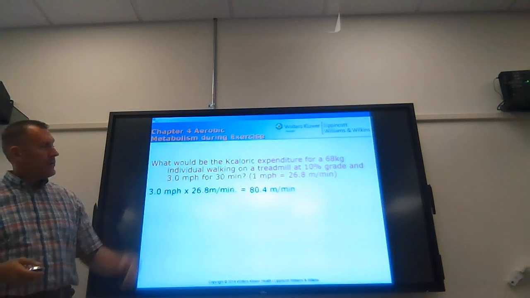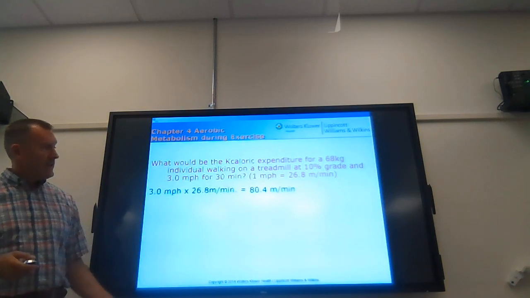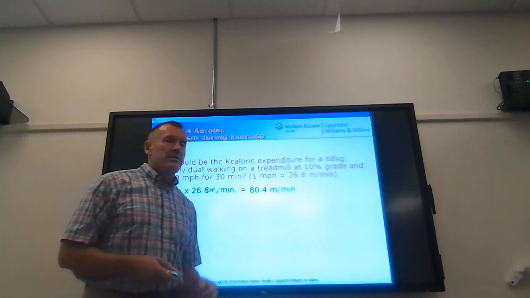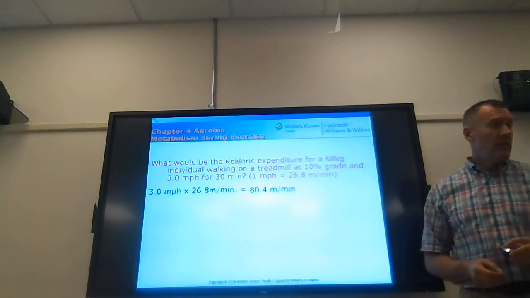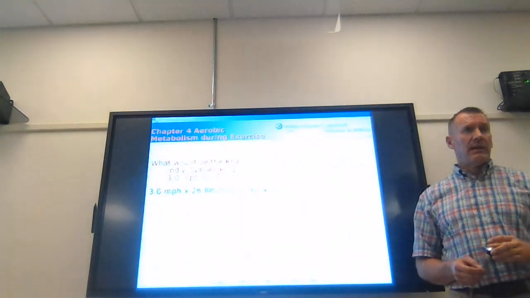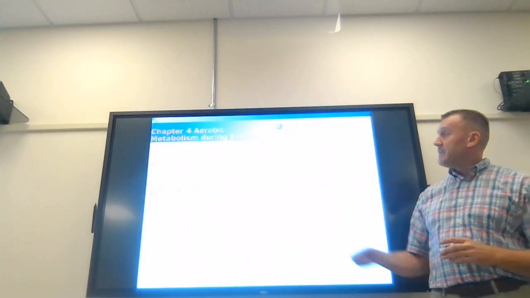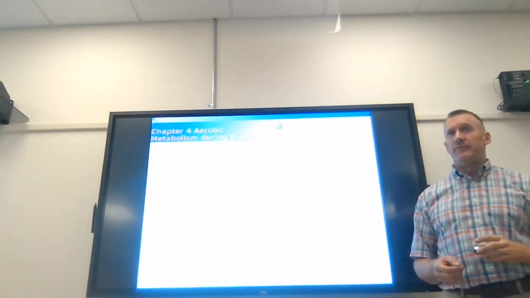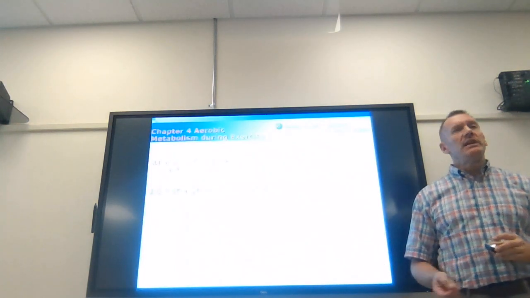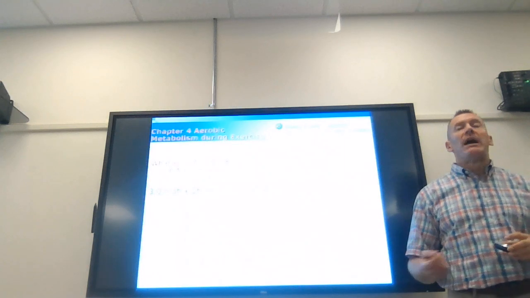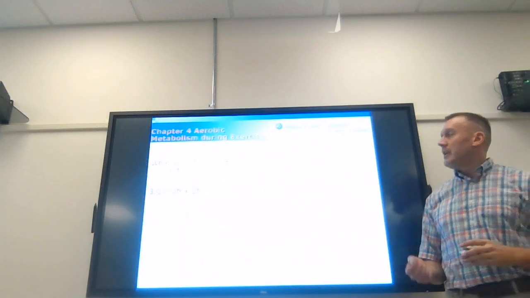So that's the first thing. So 3 miles per hour multiplied by 26.8 meters per minute. So we're covering 80.4 meters per minute. So that's important because that's our speed. Meters per minute is a measure of speed. How much ground are you covering in a minute?